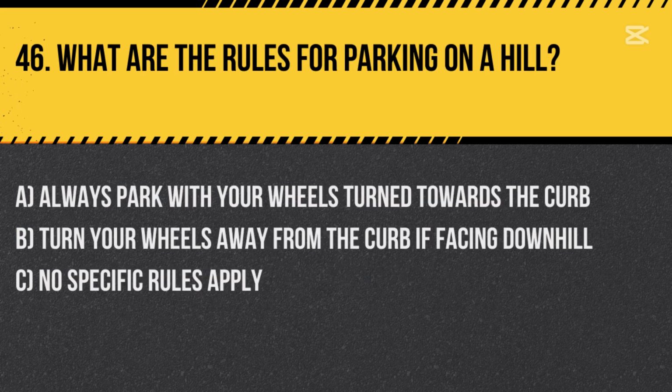Question 46. What are the rules for parking on a hill? A. Always park with your wheels turned towards the curb. B. Turn your wheels away from the curb if facing downhill. C. No specific rules apply. Answer: B. Turn your wheels away from the curb if facing downhill and towards the curb if facing uphill with a curb. This prevents the car from rolling into traffic if the brakes fail.